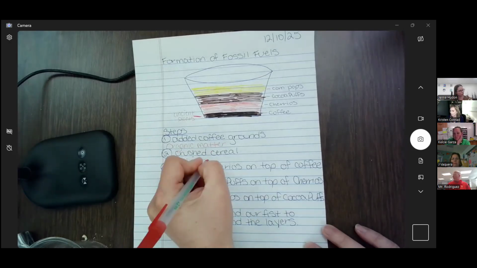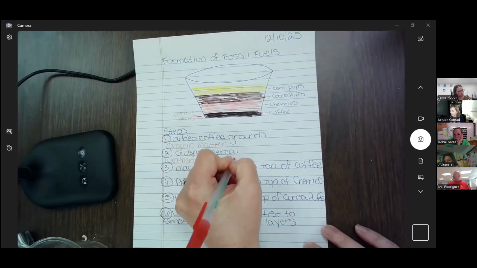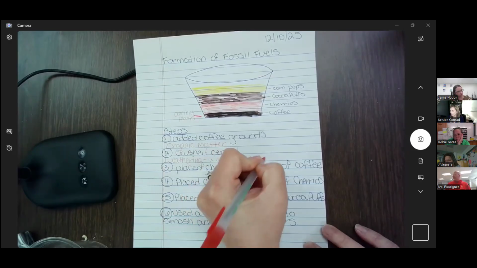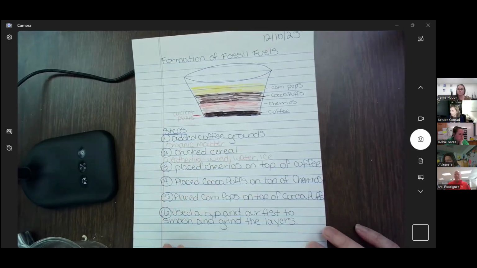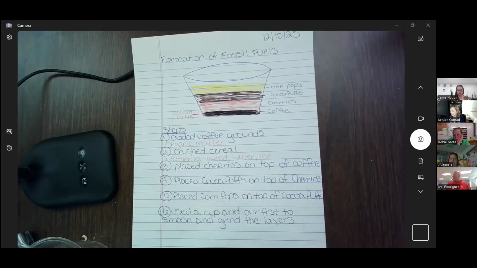You got it. Wind. It can be caused by wind. It can be caused by water. And it can be caused by ice. You guys are on a roll. So what did we do after that?